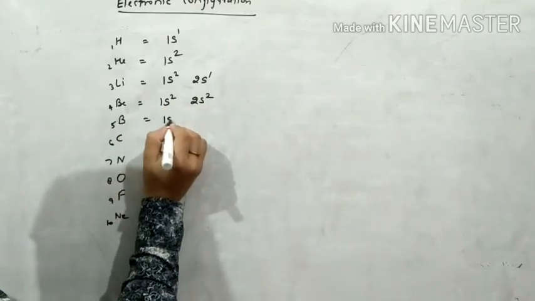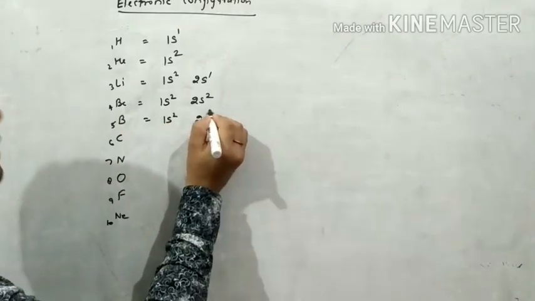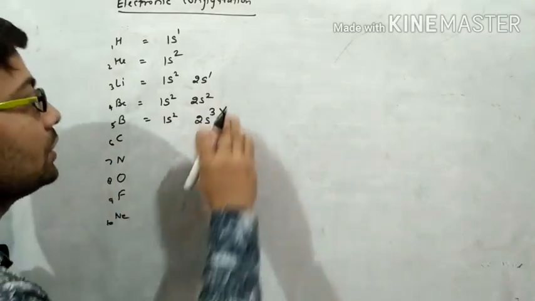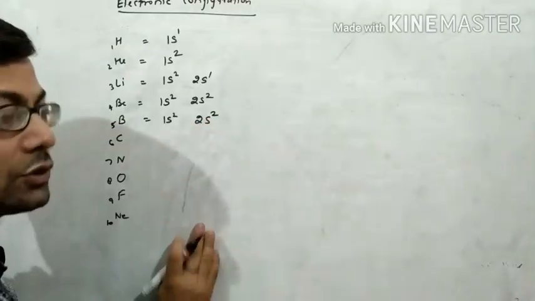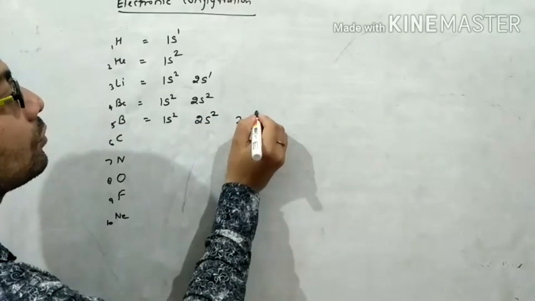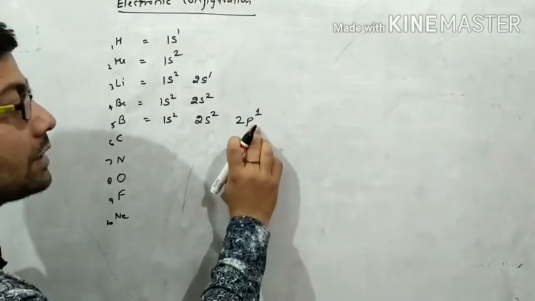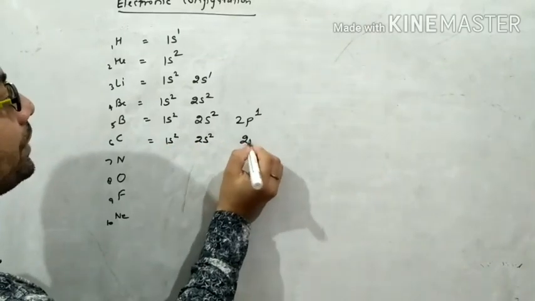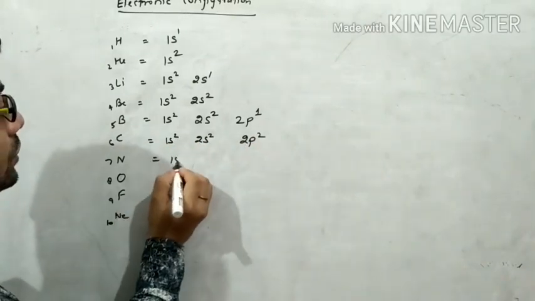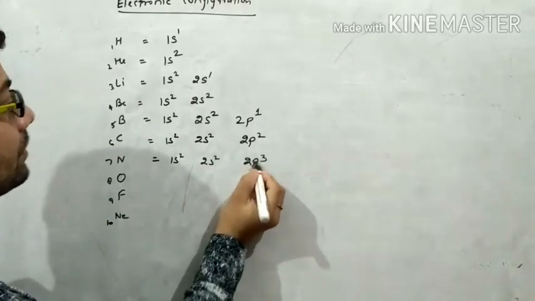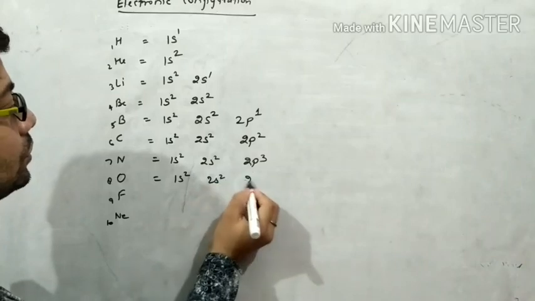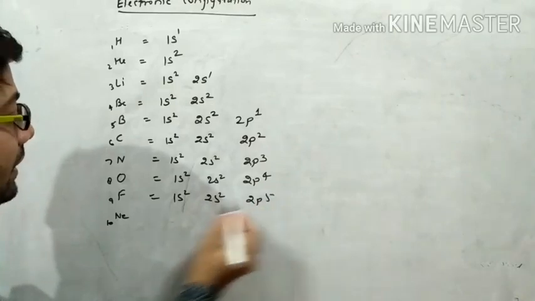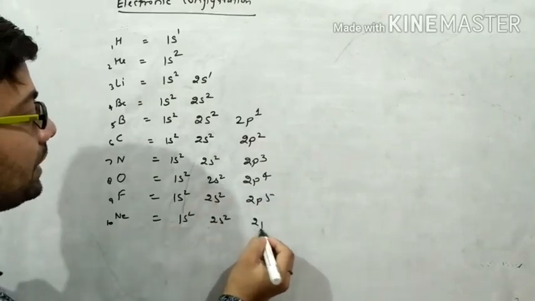In the case of boron, 1s2, 2s3. This is wrong because s orbitals have a maximum of 2 electrons. So you can fill only 2 electrons here, then after that 2p1, and this accommodates a maximum of 6 electrons. So 1s2, 2s2, 2p2. Then 1s2, 2s2, 2p3. Then 1s2, 2s2, 2p4. 1s2, 2s2, 2p5. And 1s2, 2s2, 2p6.